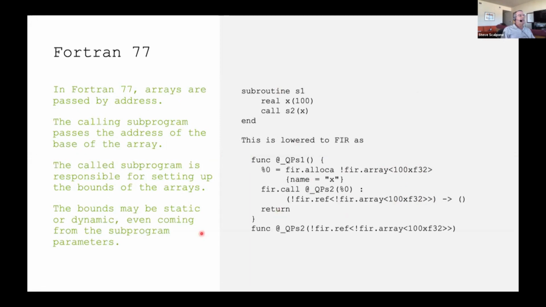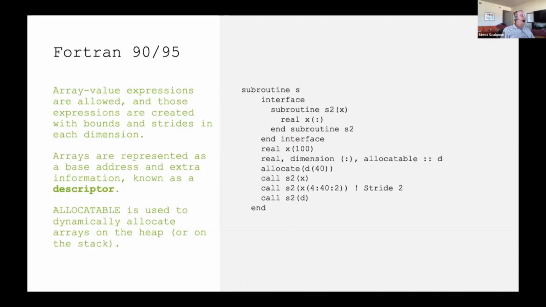Now let's take a look at what happens in Fortran 90 and Fortran 95. What happens there is that they've introduced array valued expressions. And those expressions are created with bounds and strides in each dimension. So now the caller or the creator is responsible for giving all the information about the array itself. And so arrays are represented now as a base address, like they were, plus extra information, and that's known as the descriptor. You may have heard it as a dope vector, but it's a little richer than a basic dope vector, and it's called a descriptor.